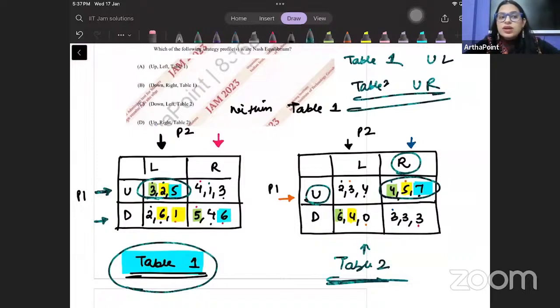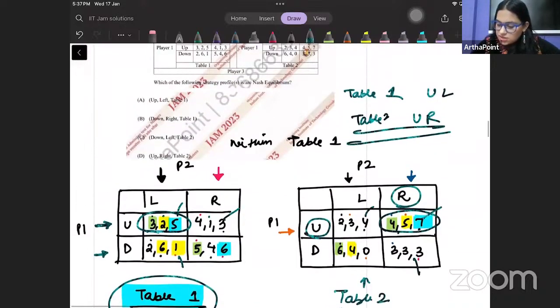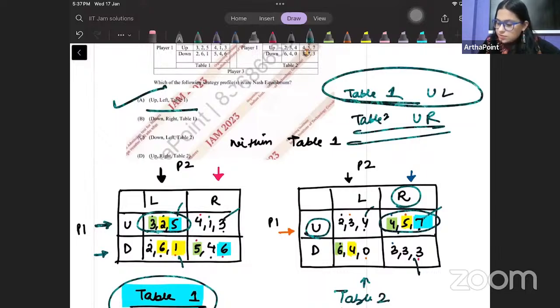Then the question asks what happens when player 3 compares. And how is player 3 comparing? Player 3 is comparing on a table basis. So he will compare cell by cell based on his payoff. And wherever you see that it is matching, that is going to be your Nash equilibrium. Right? So this is how you can solve it. Your answer will be A, up left table 1, and D, up right table 2. That's the answer to this question.